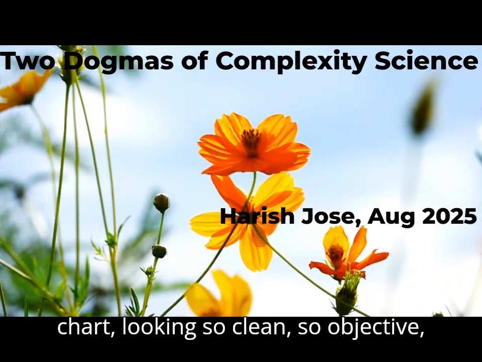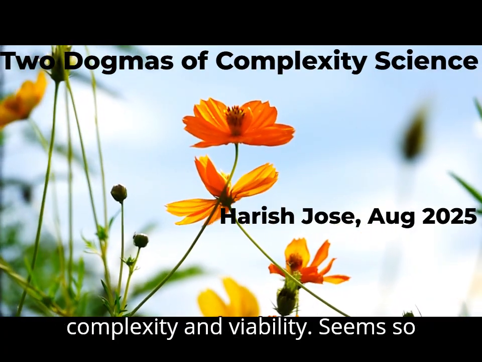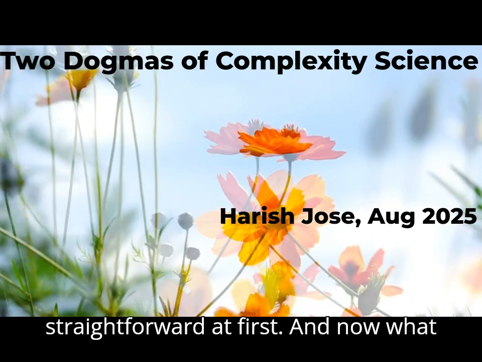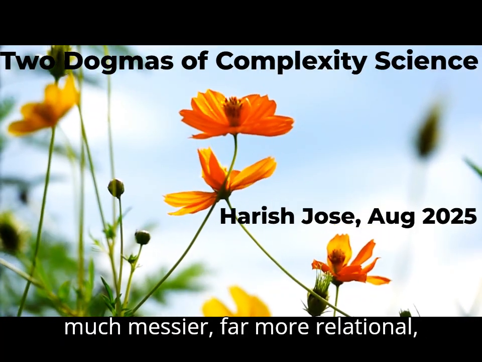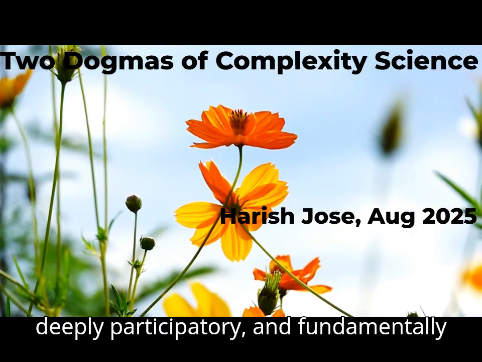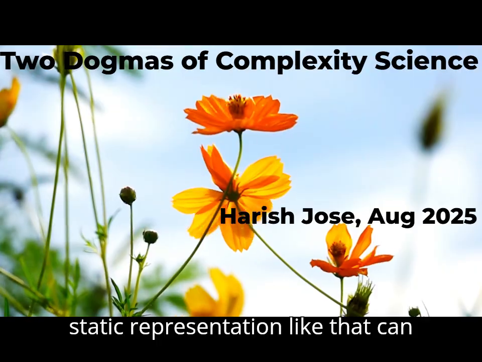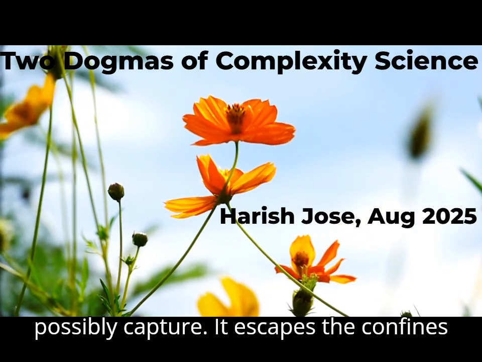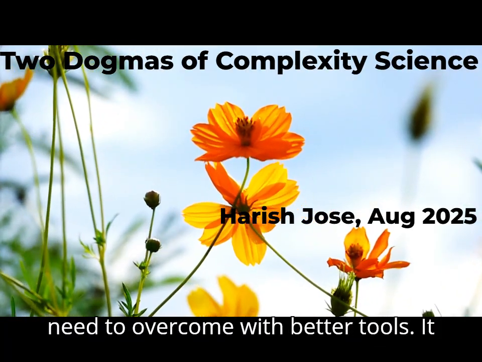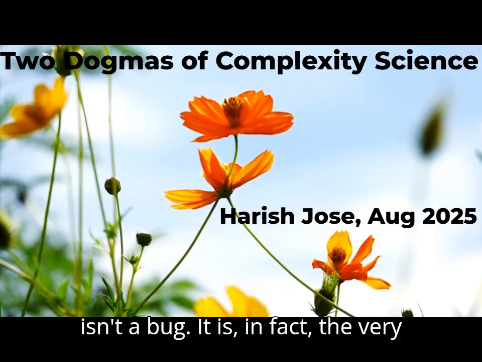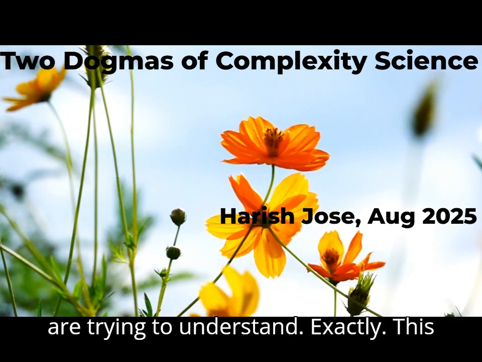We started with that Ashby chart, looking so clean, so objective, promising such clear answers about complexity and viability. Seems so straightforward at first. And now, what we've discovered following Hirsch's analysis is that complexity is actually much messier, far more relational, deeply participatory, and fundamentally observer-dependent than any single static representation like that can possibly capture. It escapes the confines of the map. And the crucial insight is that it isn't some unfortunate limitation we need to overcome with better tools. It isn't a bug. It is, in fact, the very nature of complexity itself. It's what we are trying to understand.